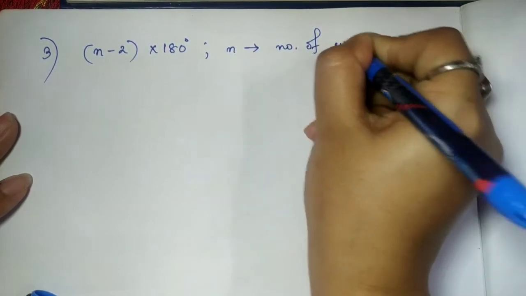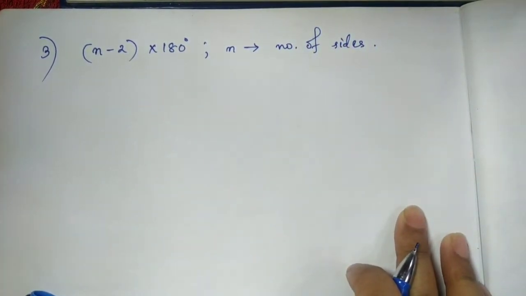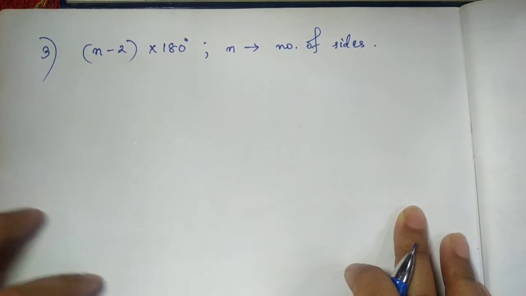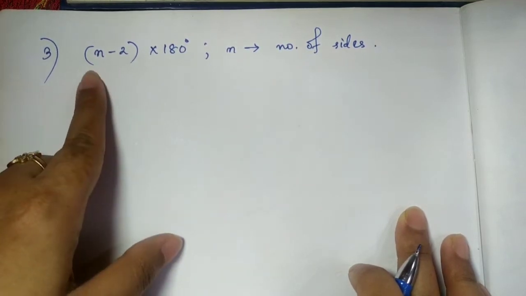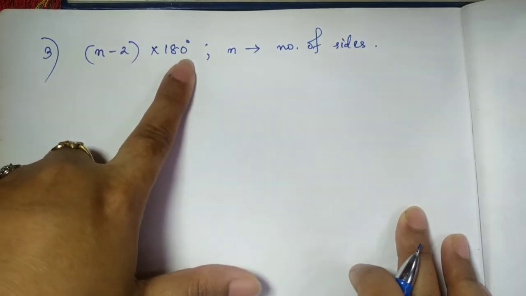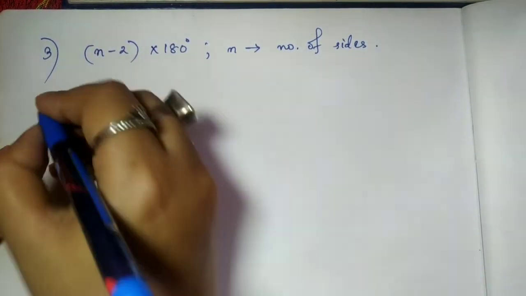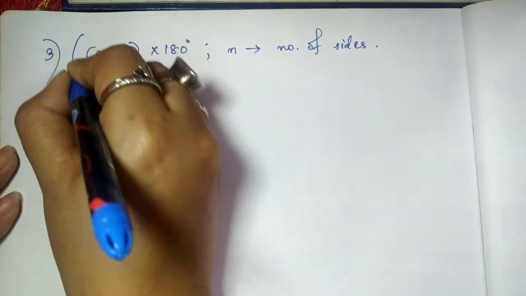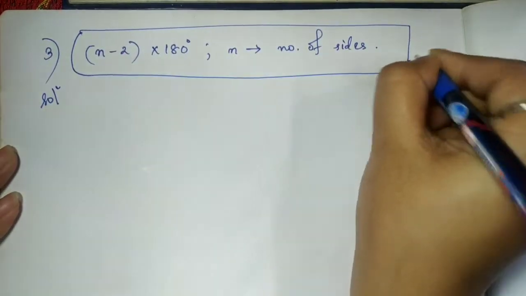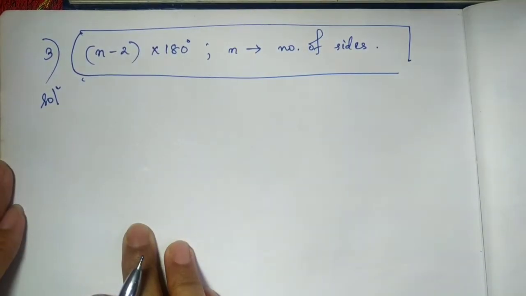And all of us already know that in a triangle, the sum of all the angles is 180 degree, and the sum of all the angles in a quadrilateral, whether it's concave or convex, is equal to 360 degree. You can also put: quadrilateral has 4 sides, 4 minus 2 is equal to 2, 2 into 180 is equal to 360. But you don't have to calculate and show. So for the 3 solution, this is the formula for finding the total of the interior angles in a polygon.